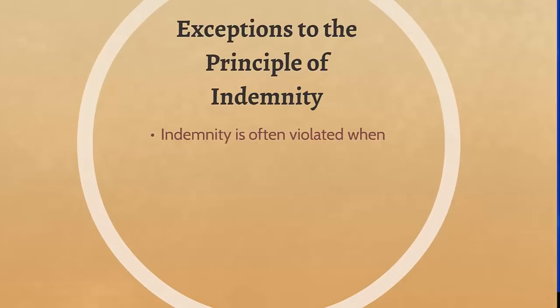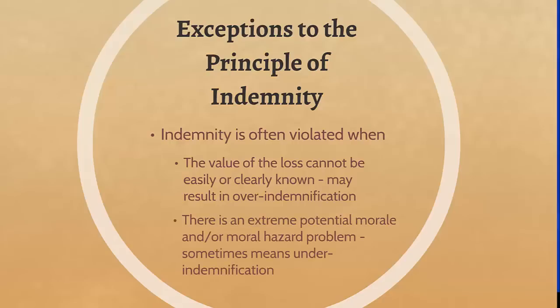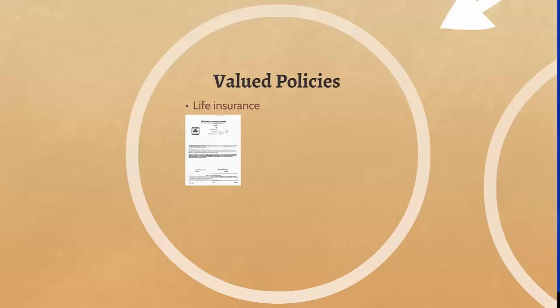Indemnity is often violated when the value of a loss cannot be easily or clearly known. This might result in over-indemnification, or there is an extreme potential morale and/or moral hazard problem, which sometimes results in under-indemnification for the insured. First, there's valued policies, such as life insurance. As we talked about in the last video, life insurance protects something which cannot be easily valued. That is, what is the loss in value to survivors of an insured, to their family, to their business partners, to anyone who is financially dependent on them.